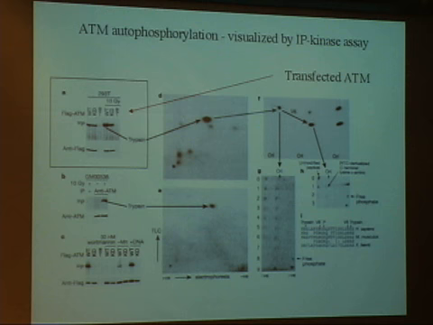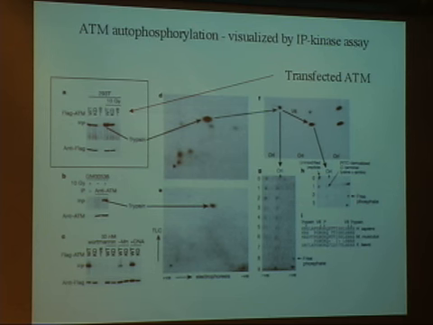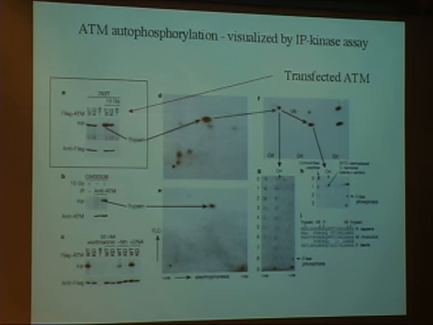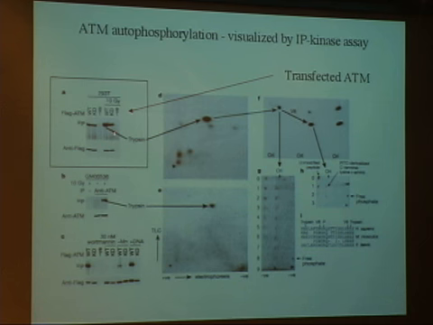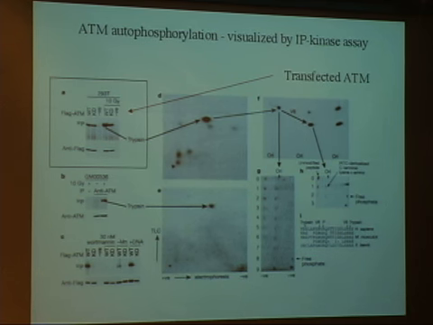And so because that seemed to be a very important, very early event in the whole damage recognition pathway, one thing that became important was to figure out where within the ATM kinase that phosphorylation event occurred. Okay? And so the way that people do that is kind of diagrammed here.